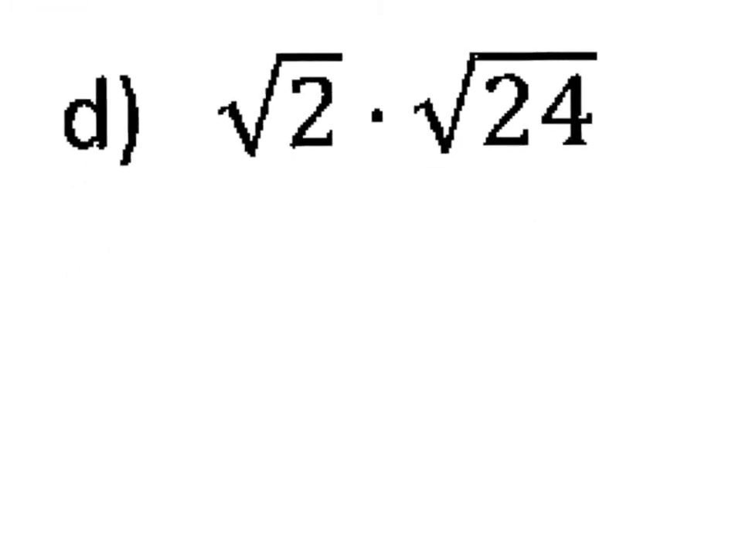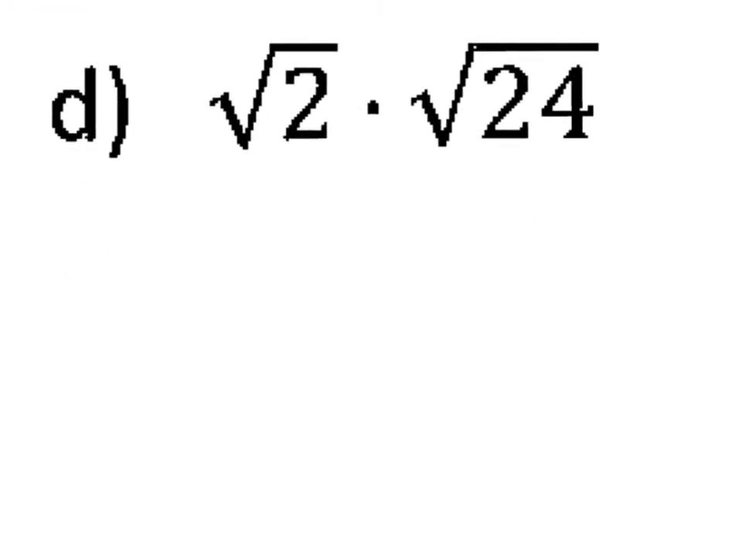All right, so when I'm doing this, I'm going to go ahead and multiply these together, and I'm going to get the square root of 48. And then I'm going to go ahead and just start my breakdown. Okay? So when it says multiply, just multiply them.